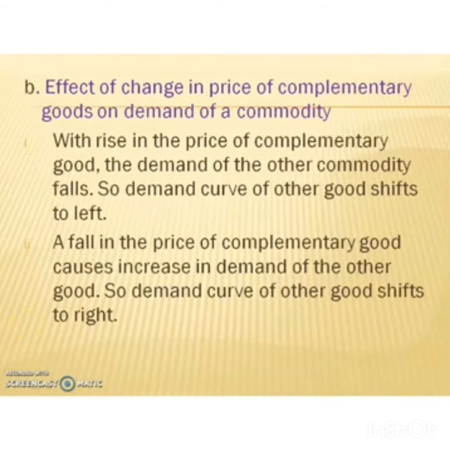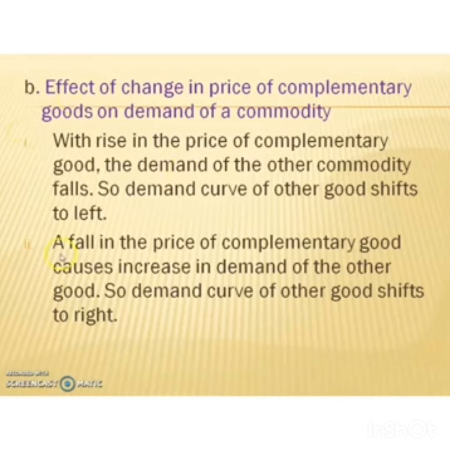And next is the effect of a change in the price of complementary goods on the demand for a commodity. So the first situation: with a rise in the price of a complementary good, the demand for the other commodity falls. For example, if there is a rise in the price of cars, the demand for the complementary commodity, that is petrol, falls. This is because of the fall in demand for cars. If there is no car, there is no use for petrol.